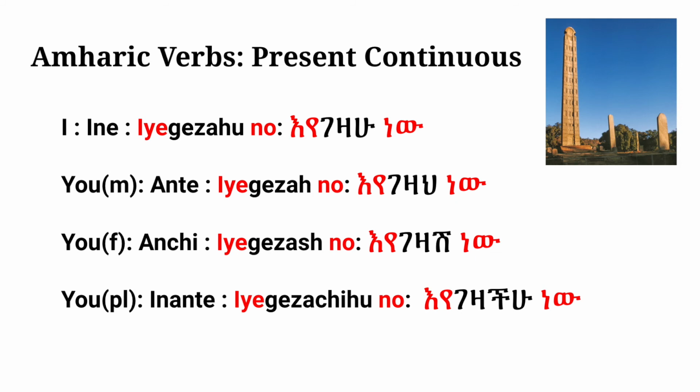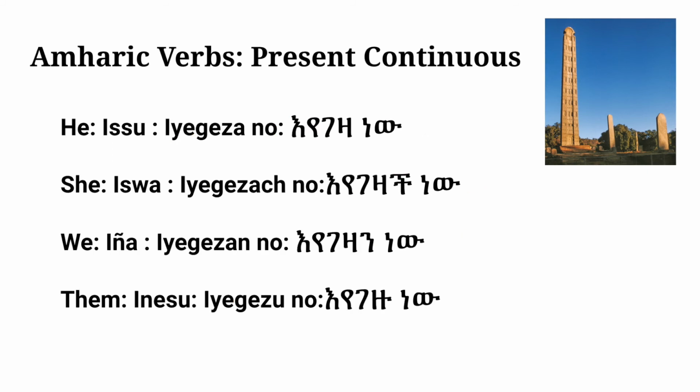iyagazatruno. For the third person male conjugation, we have iyagazano, so he is buying. For the third person female conjugation, iyagazachno, so she is buying. For we have iyagazanno, so we are buying. And for them, we have iyagazuno, so they are buying.